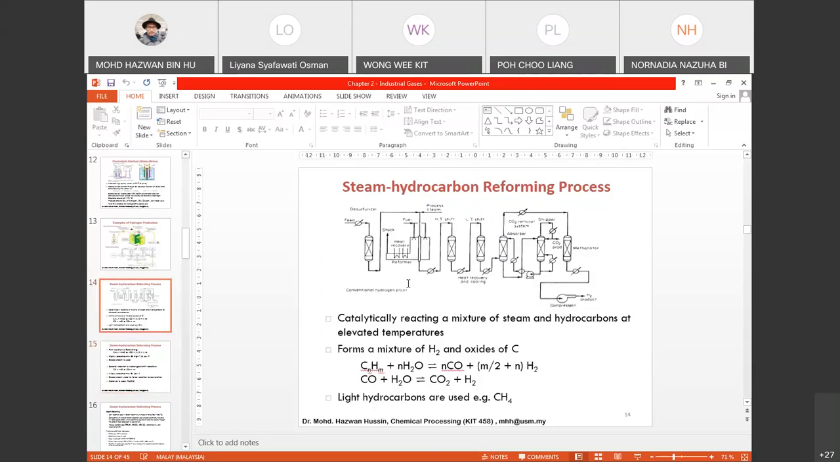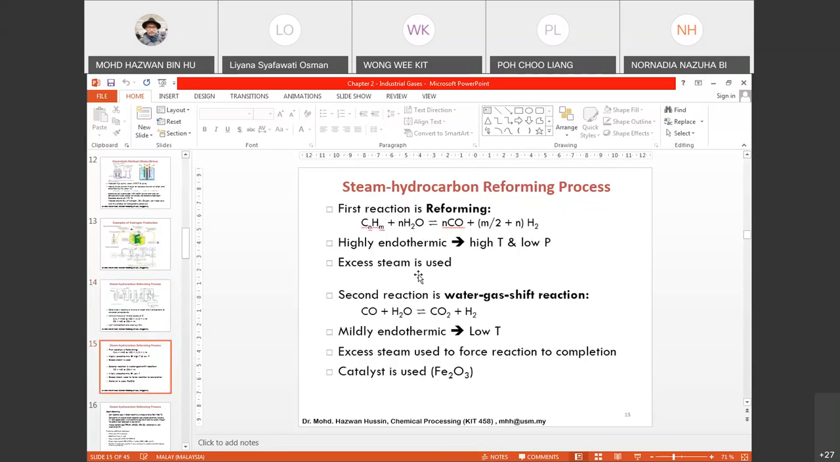Okay, so after the reforming process has been done, it goes into the second stage. You will see over here HT, high temperature shift, and then low temperature shift. The second process is known as the water gas shift reaction. So right after you have produced carbon monoxide plus hydrogen gas, this carbon monoxide can later react with steam to produce carbon dioxide plus hydrogen gas. In this process, it will use a mild endothermic condition with a low temperature.